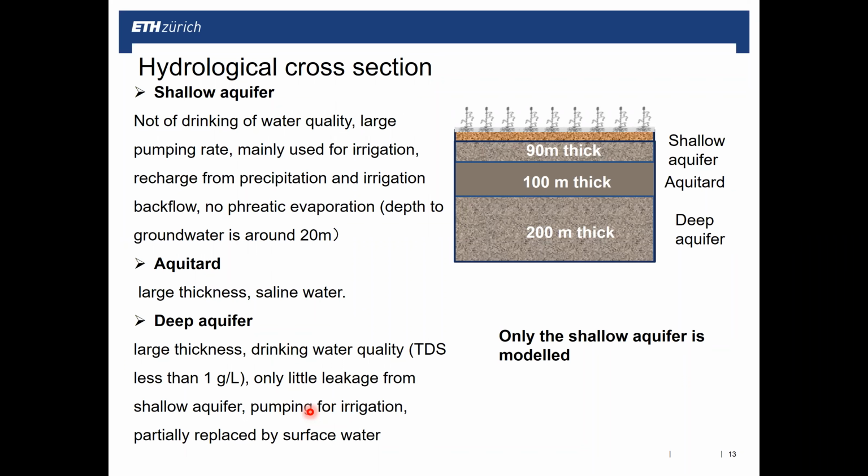But recently, most of this pumping from the deep aquifer has been replaced by surface water. And for the deep aquifer, since the water is non-renewable, there's only one way to stop the groundwater level decrease. That means stopping the groundwater pumping from the deep aquifer. So based on all of these factors, in our study we only focus on modeling the shallow aquifer.